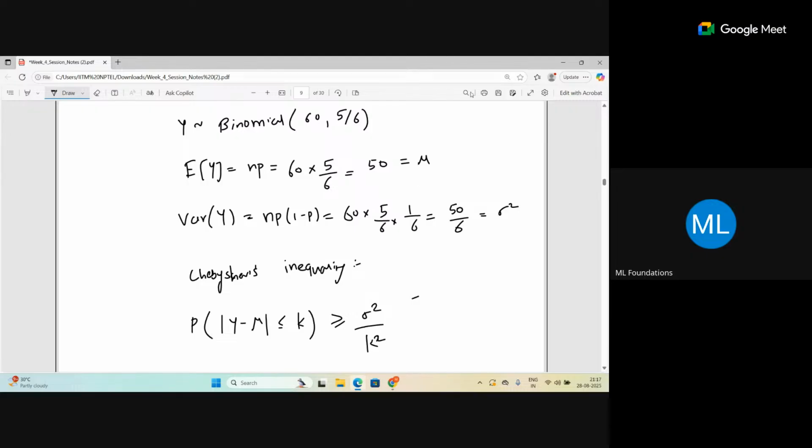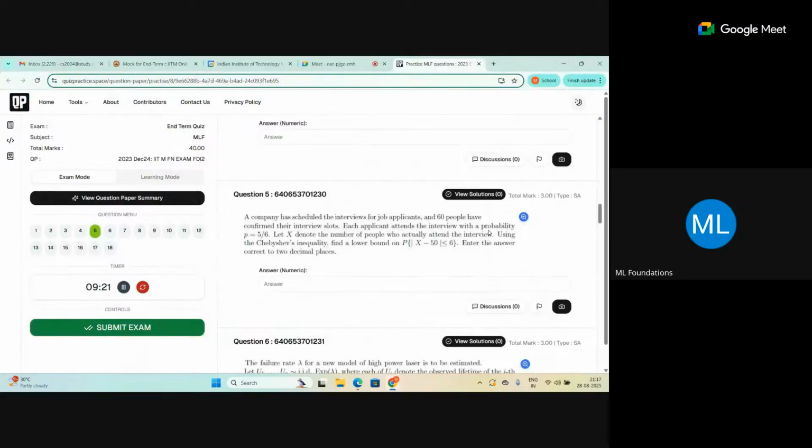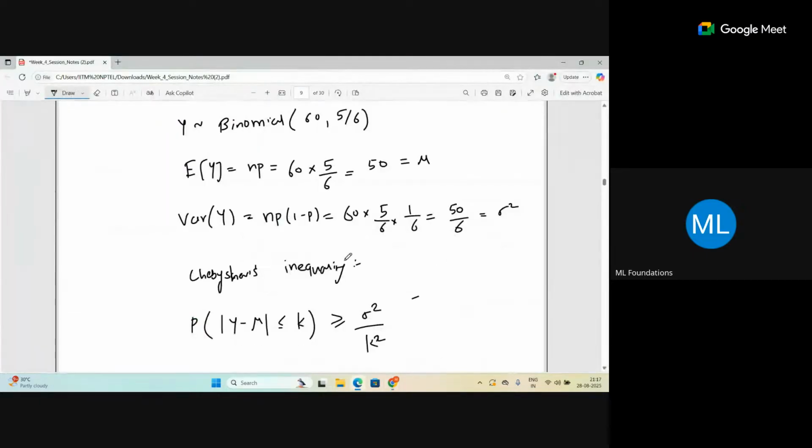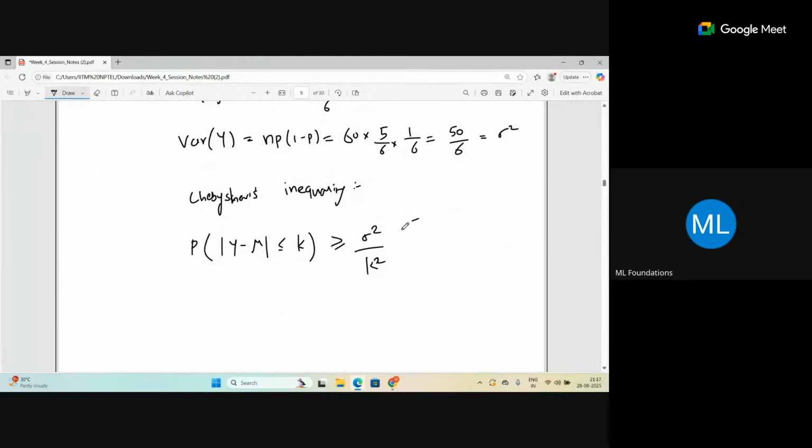But I don't need the upper bound. What I need is the lower bound, right? So I need this quantity. I think that is also fine. This is going to give me the lower bound only. So okay, I don't need to do anything else here.